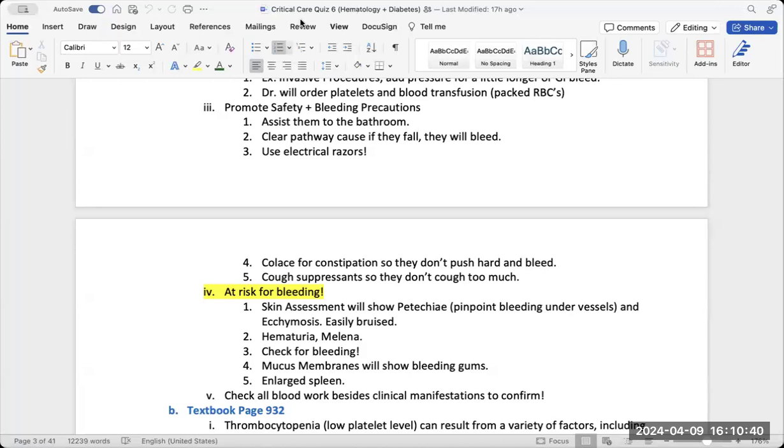Yeah, right? Because contact sports would put them at risk for bleeding, but something like swimming wouldn't. Electrical razors are better than regular razors for bleeding purposes. We should also, as Dr.